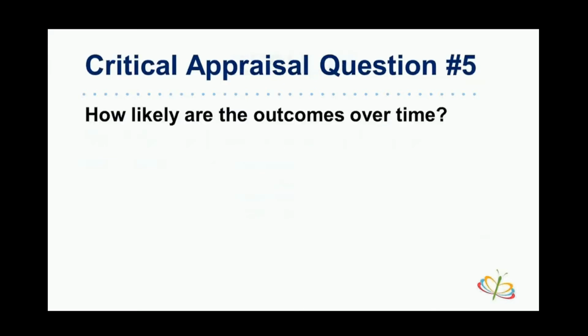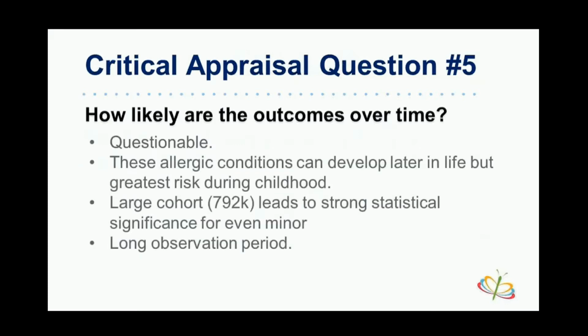So results. How likely are the outcomes over time? Questionable, and it's a large study, which is one of the ways that we create power in the study, in a long observation period. But these conditions can also develop later in life. They can develop after the study group has finished its data analysis. Somebody can develop a peanut allergy at age 18, and who knows if that had any effect from the ranitidine they got when they were 3 months old.